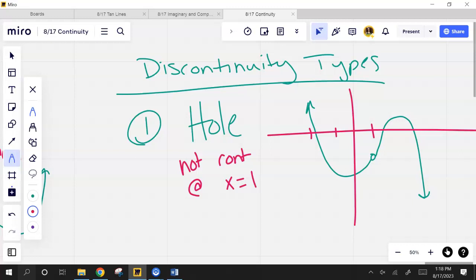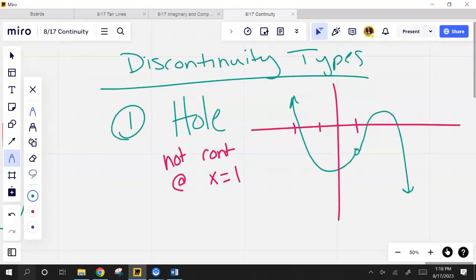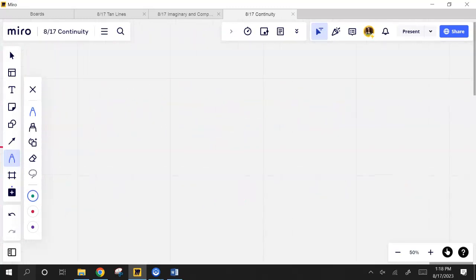All right. I told you this was easy. Told you there's three types. That was type number one. Type number two? What? No, one is hole. No, that's number one.